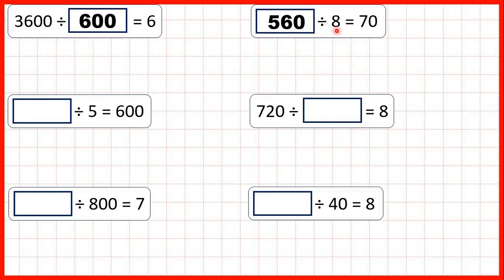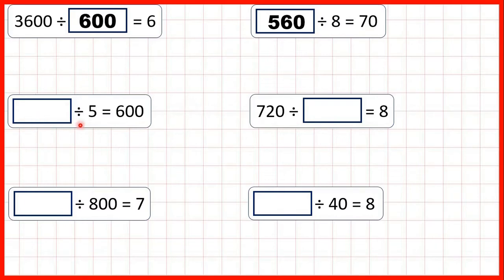560 divided by 8 is 70, because 56 divided by 8 is 7, and if we have an end zero in our dividend which we've not been able to cancel, we will have an end zero in our quotient.